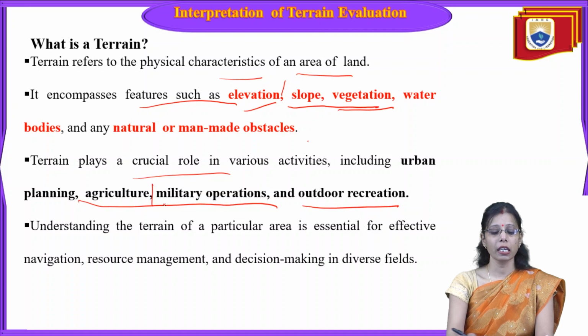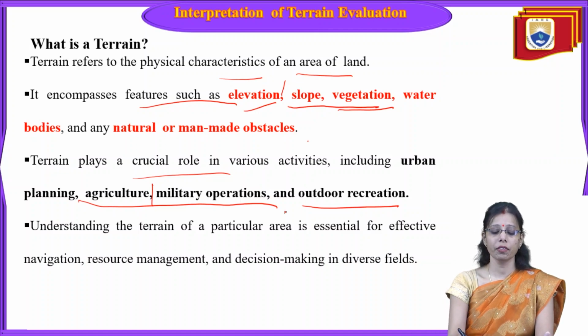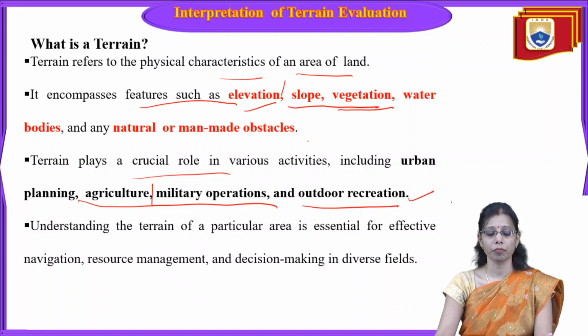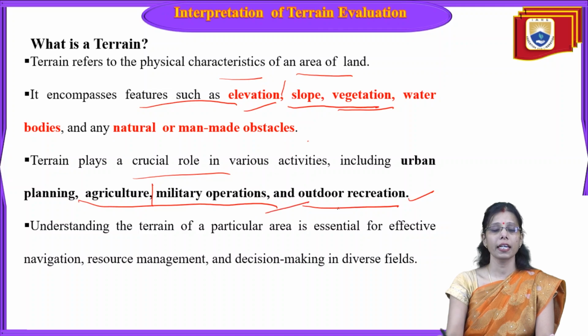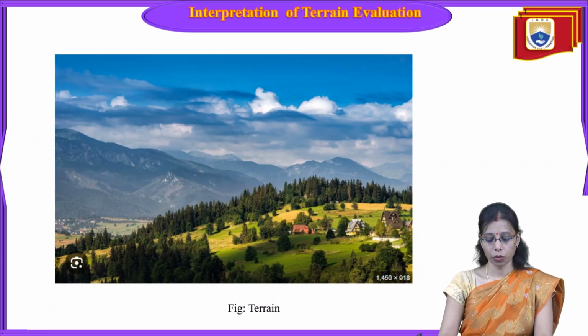Next, if you want to go for agriculture, first we have to find out the elevation of that area. If it is an elevated area, that means water holding capacity won't be there. So we have to find out the plain areas where the water can be held for a longer time. So different things are important when you go through all these operations. We have to go with terrain evaluation. Terrain evaluation is that important in all these kinds of applications. Understanding the terrain of a particular area is essential for effective navigation, resource management and decision making in diverse fields.